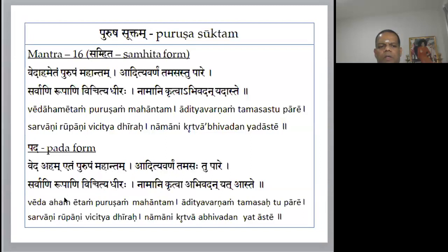Pare. Sarvani Rupani Vichitya Dhiraha, no change. Namani Kritva. Kritva Abhivadan. Due to sandhi, the A becomes silent. Kritva Abhivadan Yadaste. Otherwise also, we don't need to have even the visarga, because Va plus A becomes Va anyway. Yat plus Aste becomes Yadaste because the t becomes d because of sandhi, the third letter in the third varga. So t becomes d, and d plus A becomes Da. That's how you get Yadaste.